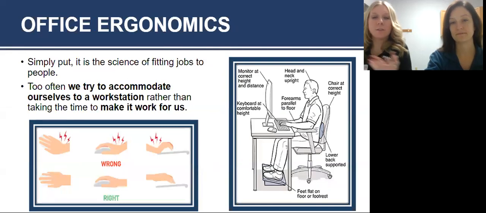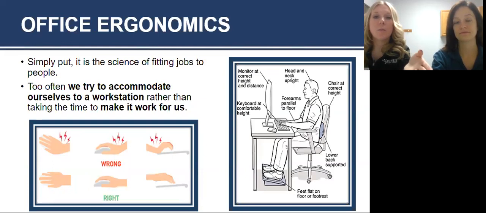So for office ergonomics, we're going to talk about that. Most of our complaints are from people at the computer all day. That's where people are getting their symptoms from. Simply put, it's the science of fitting the job to the people. We usually accommodate ourselves to the workstation, but that's the wrong thing to do. We want to change the whole workstation to accommodate our needs, so that we're not causing compression on our median nerve.